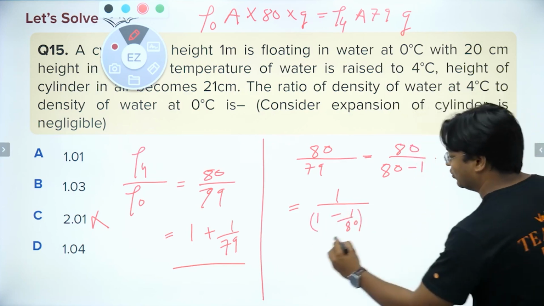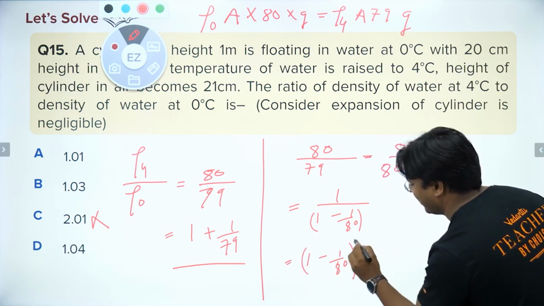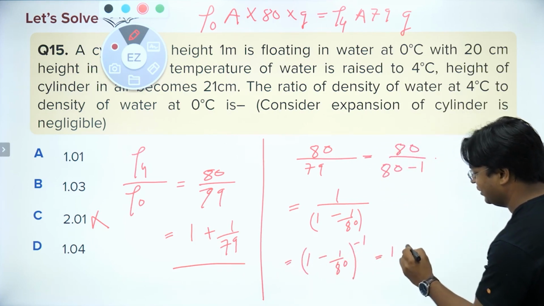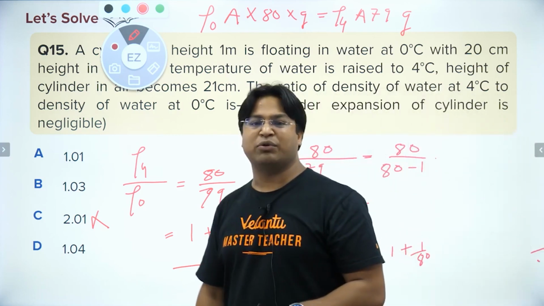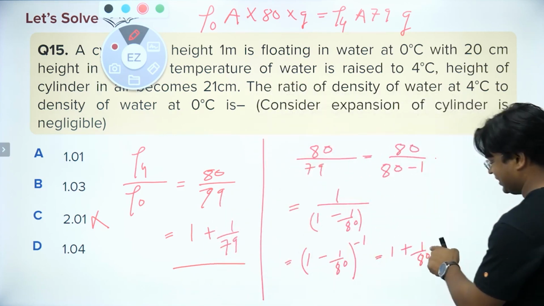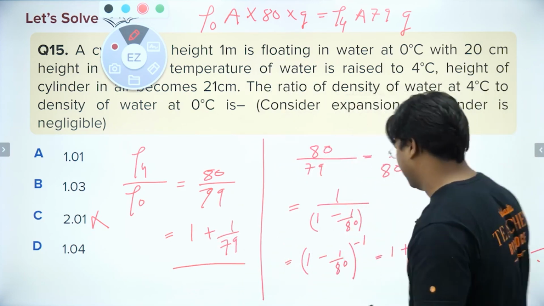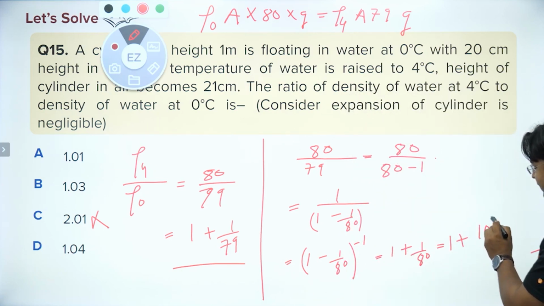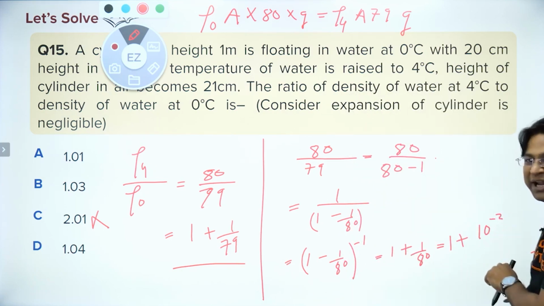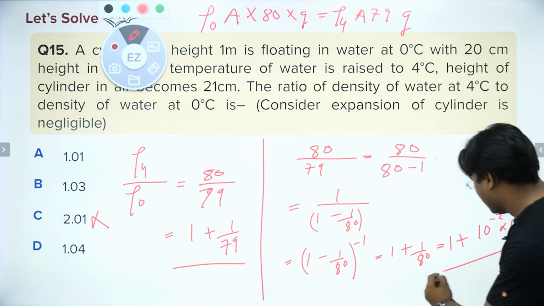Now we can use binomial. So 1 minus 1 upon 80 with a power of minus 1. So this is 1 plus 1 by 80. I guess 1 by 80 is an easy calculation to do. Yes, 1 by 80 is something that you can do easily because it involves a power of 2. Like that is easy to find out. We can write this as 1 plus 10 raised to power minus 2 into 100 by 80, which is 5 by 4. 5 by 4 is 1.25. So now it's easy to do.